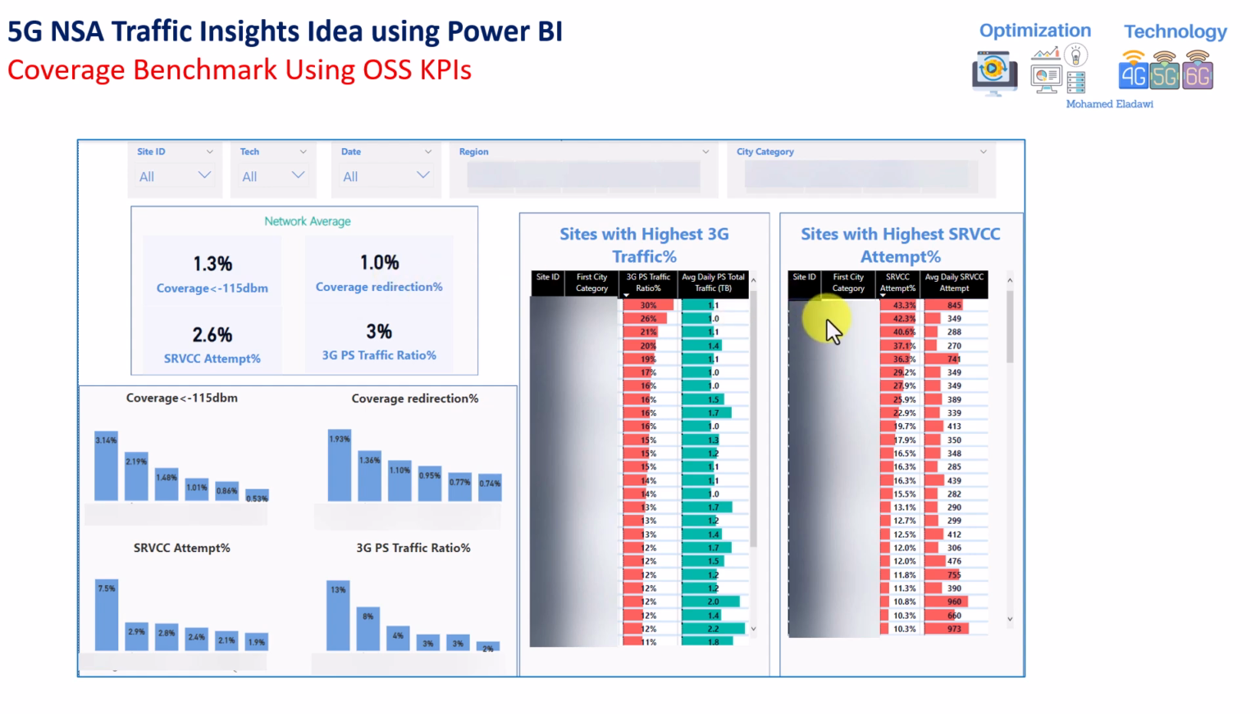This was just an example for the Power BI, which can open some windows for you for some ideas for network optimization.